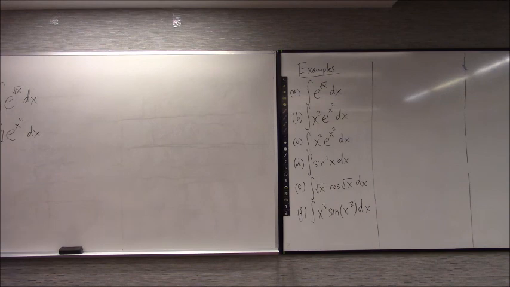Which would be? Using the LIATE acronym, the u would be the 1, and the dv would be the e to the something. Which means that doesn't work. You'd literally get a 0 on the first step. And then you'd have to integrate this, which we don't know how to integrate. So right, jumping into by parts directly isn't going to work.